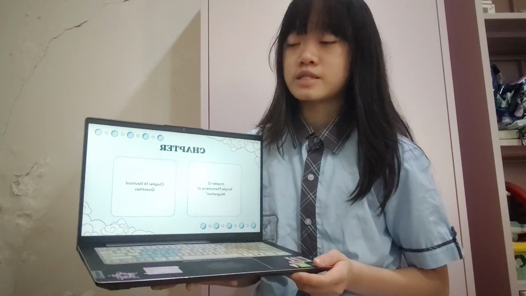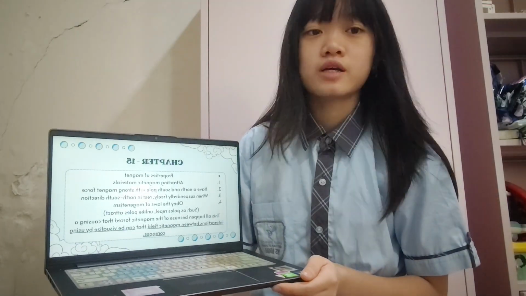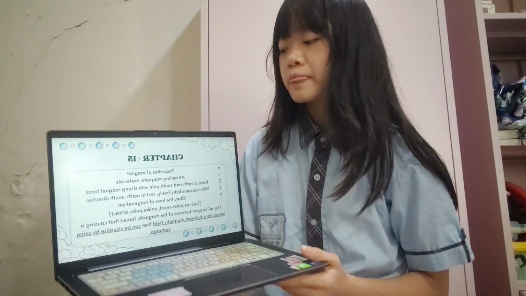First, I learned about the phenomena of magnetism, and second, I learned about electrical quantities. So let's dive into the first chapter, which is chapter 15.